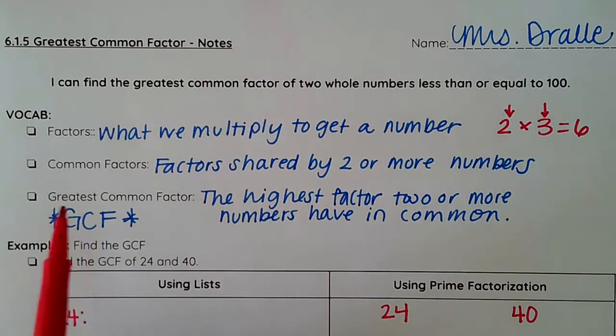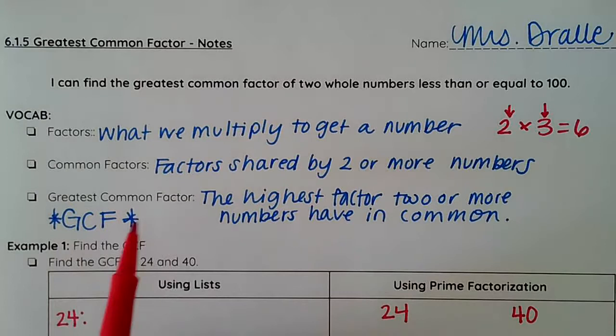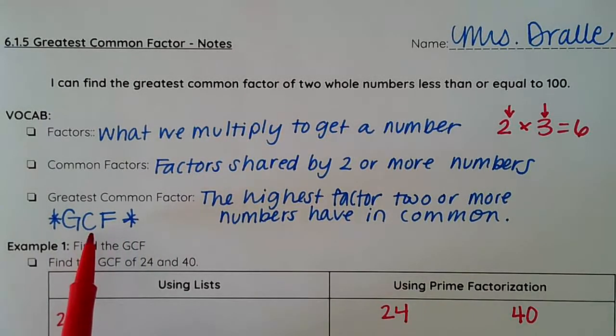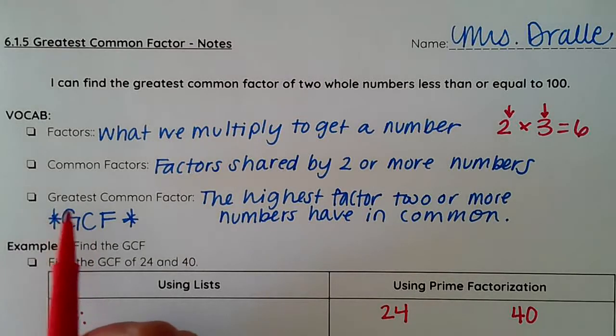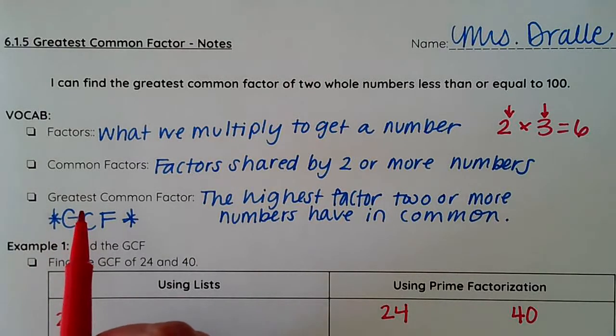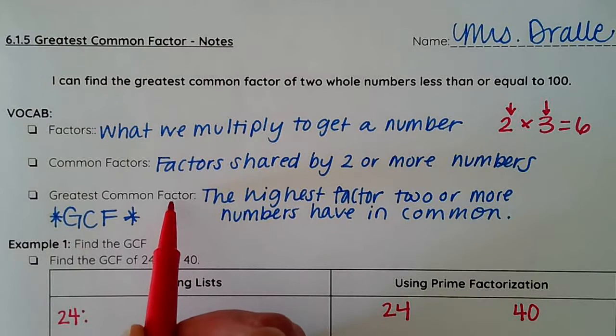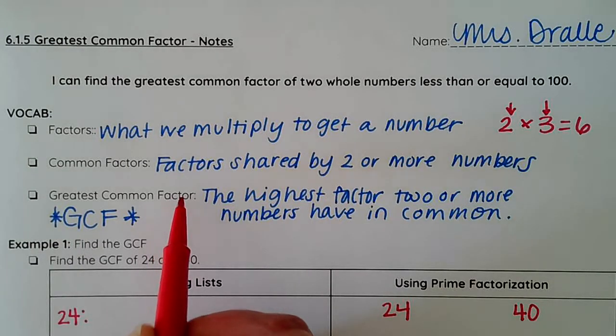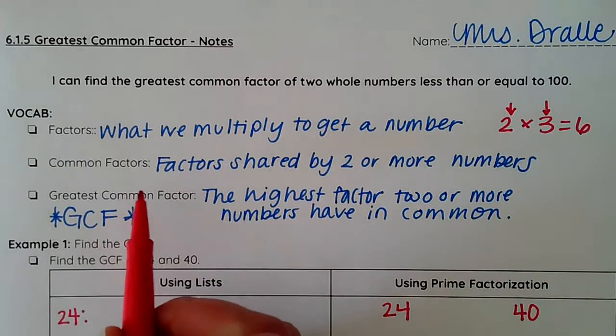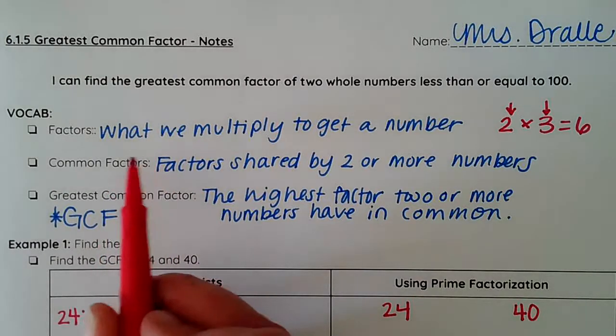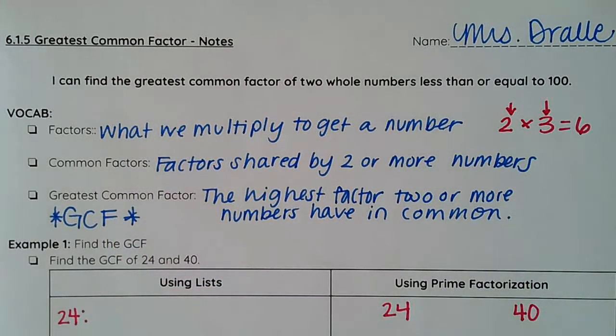The big thing here is greatest common factor, typically referred to as GCF. GCF, greatest common factor, is exactly what it sounds like: greatest. The GCF is the largest, the highest factor, the highest number that's multiplied together that two numbers have in common. Okay, so let's take a look at some examples.